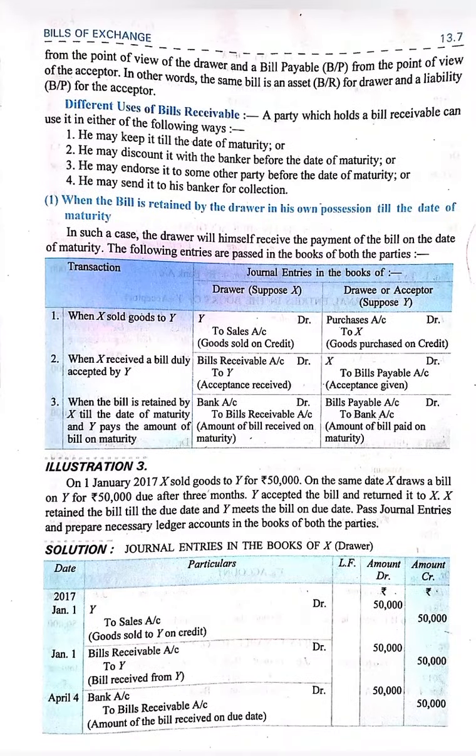Before starting the accounting treatment, I just want to tell you that there are some different uses of bills receivable. A writer who is writing the bill, after getting the acceptance from the other party, can use four types of methods for the bill of exchange. Number one, he can keep the bill till the due date, till the date of maturity. At that time he will receive the payment.